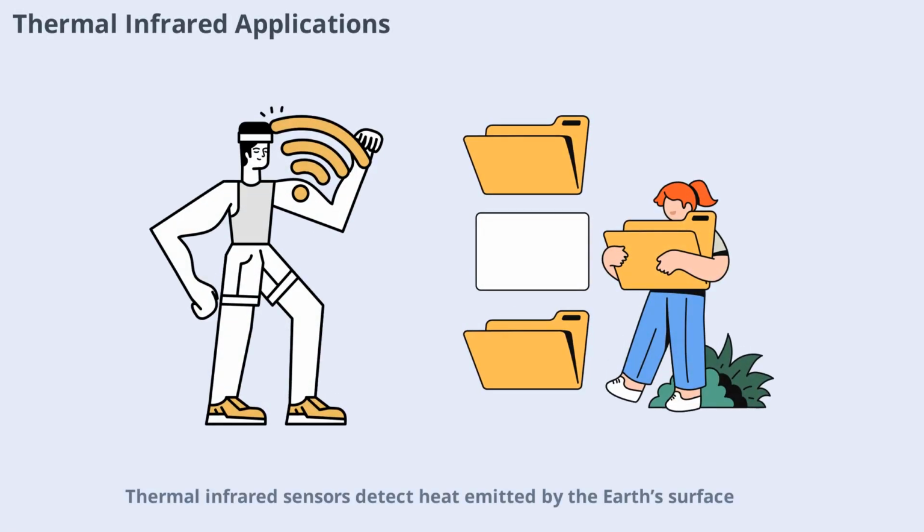Thermal infrared sensors detect heat emitted by the Earth's surface, rather than reflected sunlight. This capability is crucial for applications like geologic mapping and mineral exploration, as different materials emit heat differently. For example, silicate rocks have unique thermal signatures that can be identified using specialized sensors. Thermal data also helps in monitoring urban heat islands, volcanic activity, and even detecting wildfires.